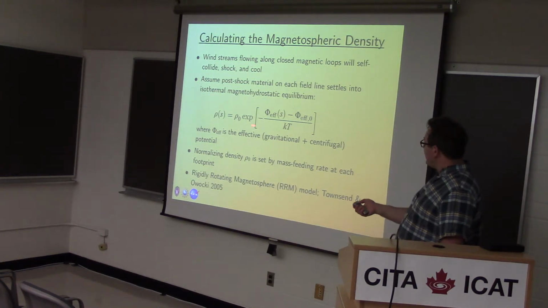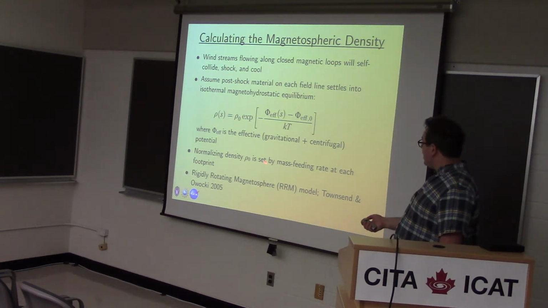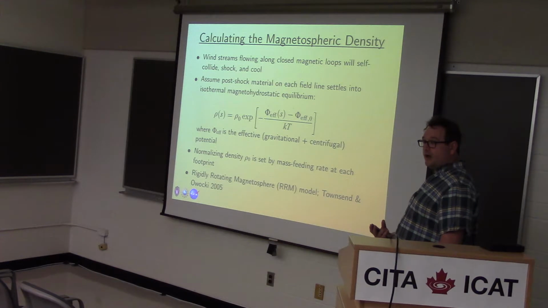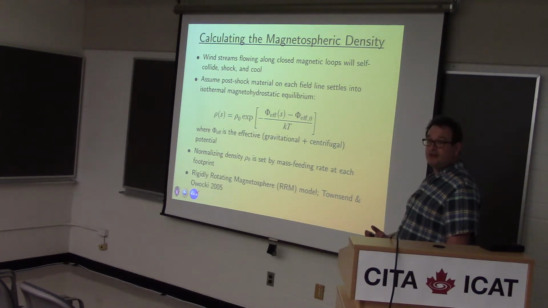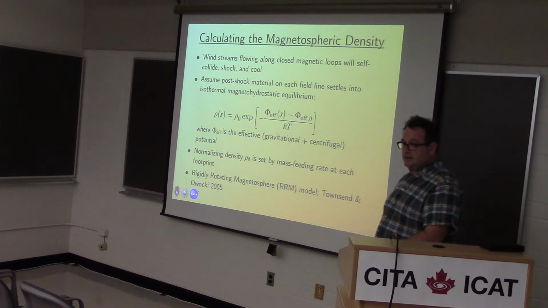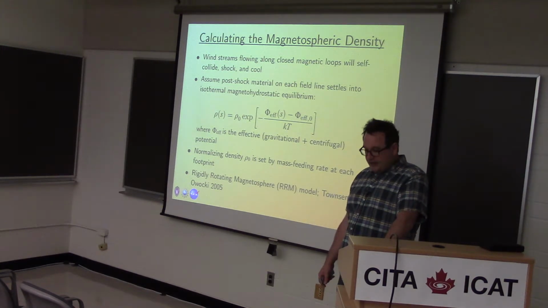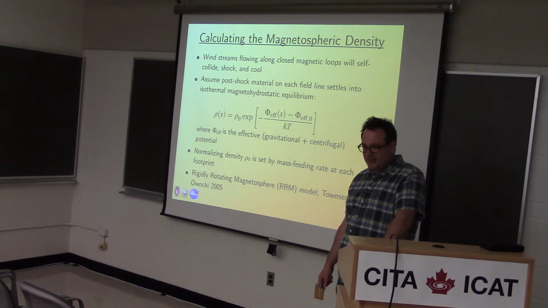The only thing that's somewhat tricky is finding out what this normalizing density is, but we have a recipe for how much mass is being fed onto any given field line at any instant. And we can use that recipe to figure out what the normalizing density is. So you're not solving a Grad-Shafranov type equation here. You're just loading each field line that you've computed from your potential. We're loading each field line with mass. And the great thing about this is that each field line can be done completely independently of the others.